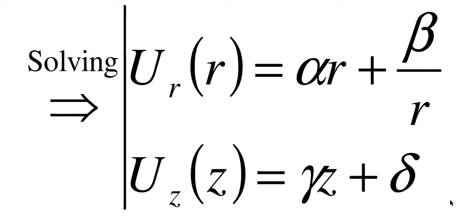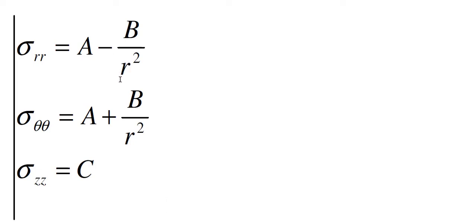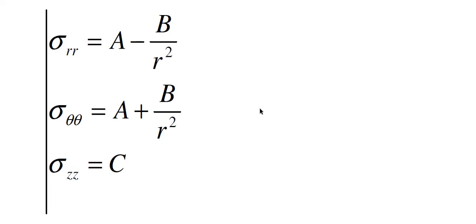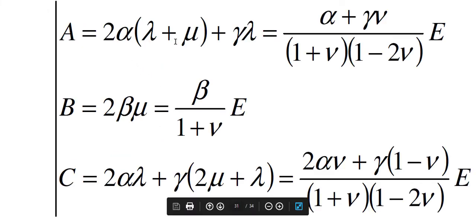Injecting these expressions of ur and uz in the expressions of the normal stresses sigma rr, sigma theta theta, and sigma zz will give the expressions of the normal stresses in functions of capital A, capital B, and capital C. Of course, here R represents the radial coordinate of the considered point M. And the capital letters A, B, and C are related to the constants of integration alpha, beta, and gamma as it is expressed by these formula.